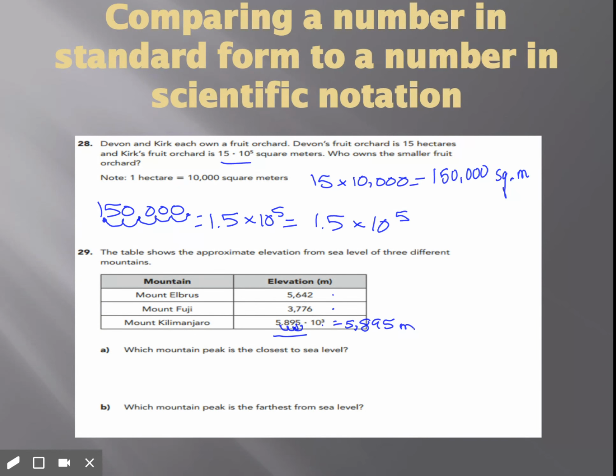So which mountain peak is the closest to sea level? Remember, sea level is 0, so that would be Mount Fuji, because that's the shortest one. And which mountain peak is the furthest? So that would be the tallest. That would be Mount Kilimanjaro, because it has the highest elevation. So that's it for comparing standard form to scientific notation.